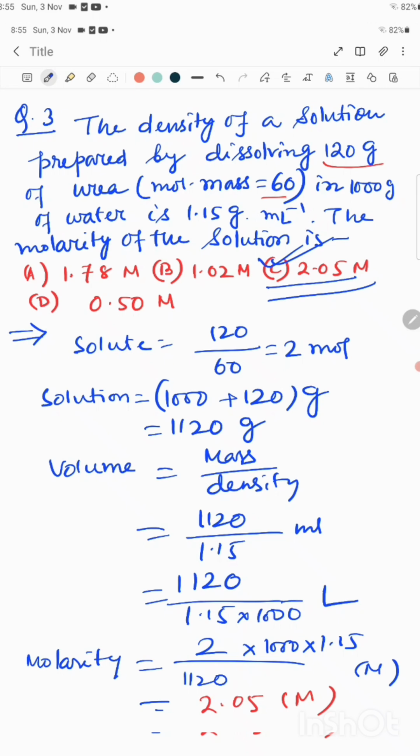So in this way, easily we can calculate. If you follow these 3 problems just before the day of the competitive exam, from molarity and molality, I think you can easily calculate all the problems.